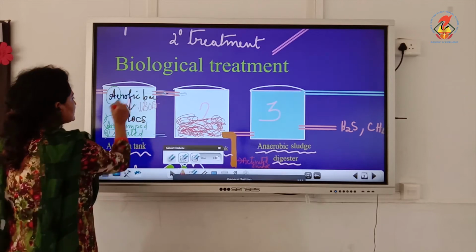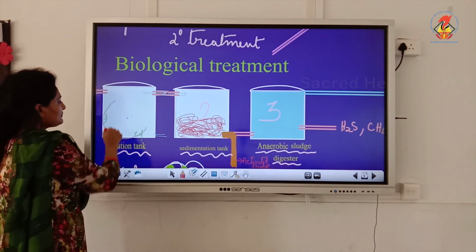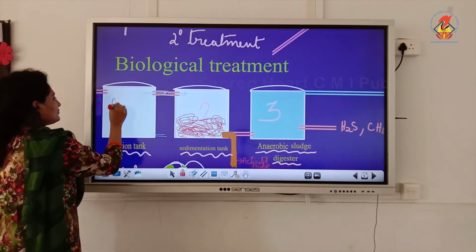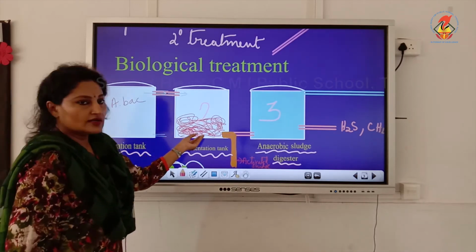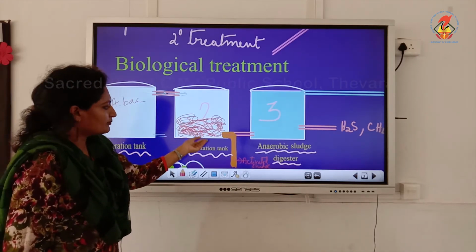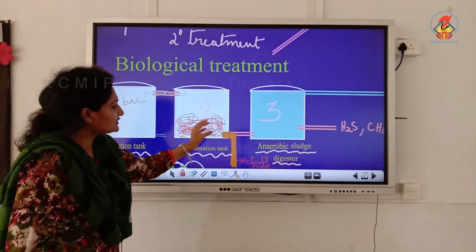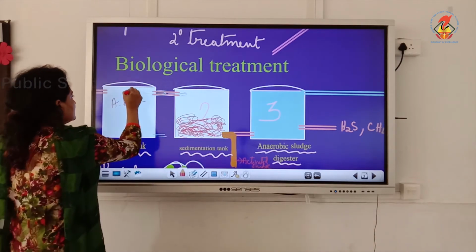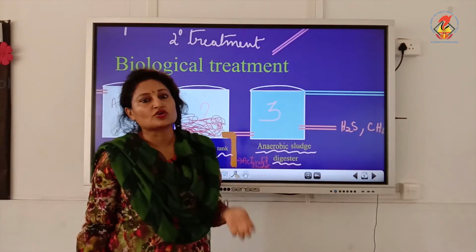So in the aeration tank we have to constantly feed it with aerobic bacteria. Aerobic bacteria should always be given here. Aerobic bacteria should be supplied constantly. How is it supplied? This flock which is settled at the bottom forms the sludge. The sludge here is the activated sludge. It is taken from here and added here. So the sludge is added here. This term used here is inoculum.